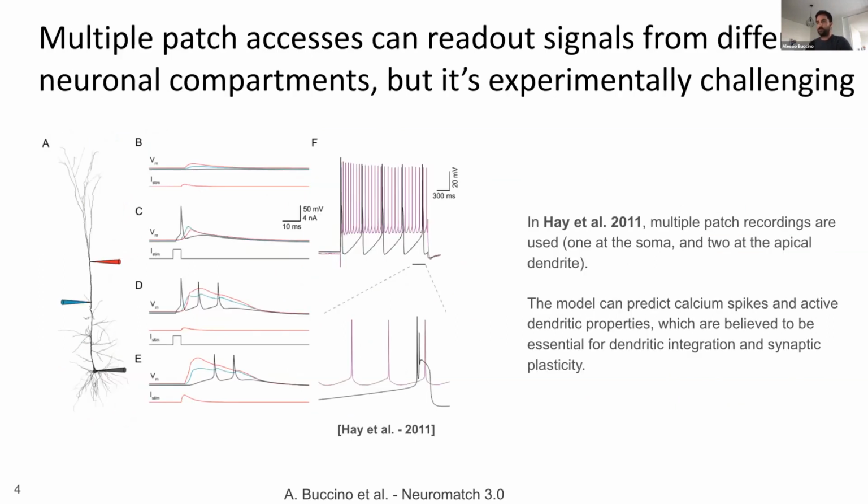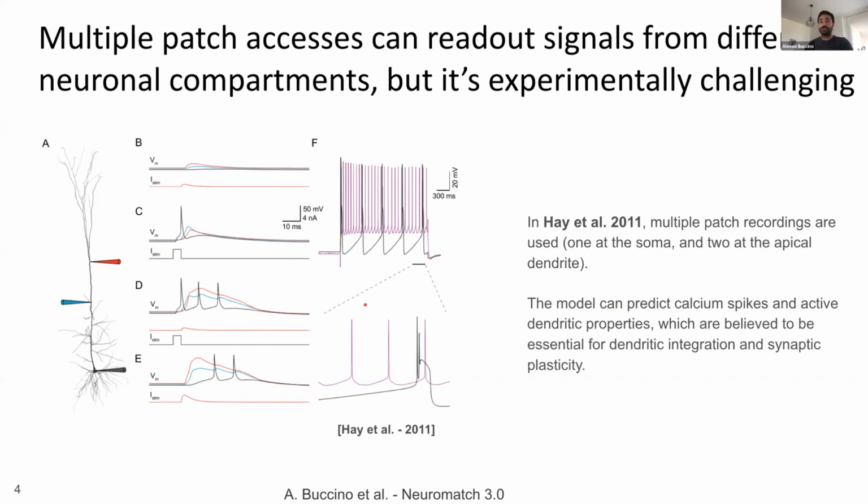Some researchers, in particular Etay Hay in 2011 and also others, have used multiple simultaneous patch recordings in order to build these biophysical models. In this case, for example, they had 3 different patch pipettes, 1 in the soma and 2 in the apical dendrite. They used recordings from all these 3 regions to fit the multi-compartment model, and they were able to reproduce very complex dendritic behavior like calcium spikes. These behaviors are actually quite important for dendritic integration and synaptic plasticity.